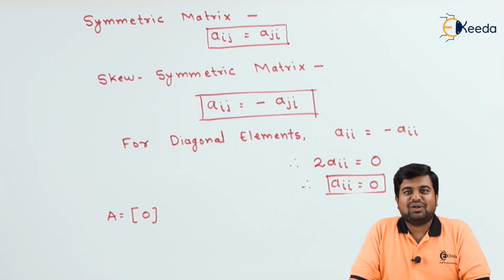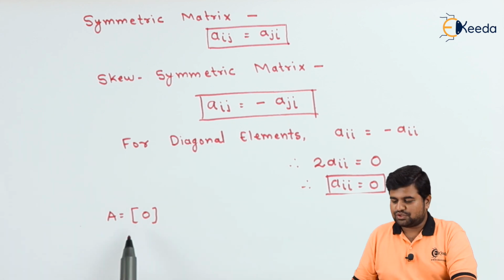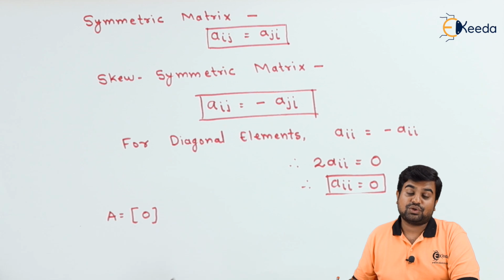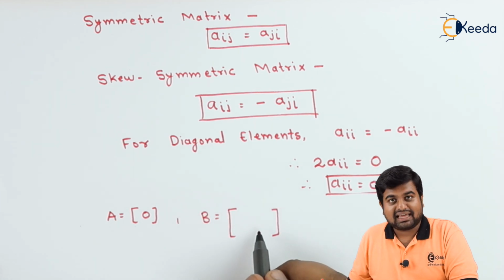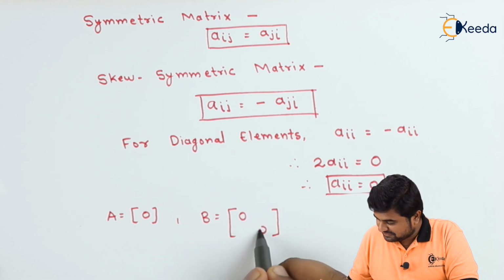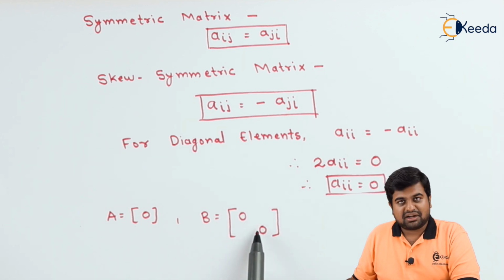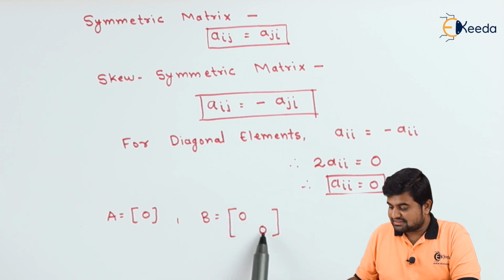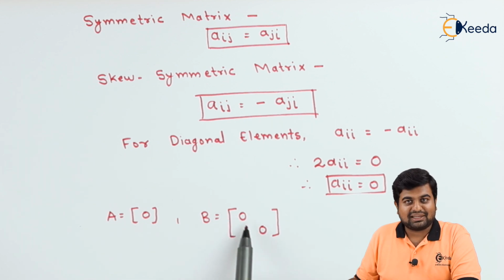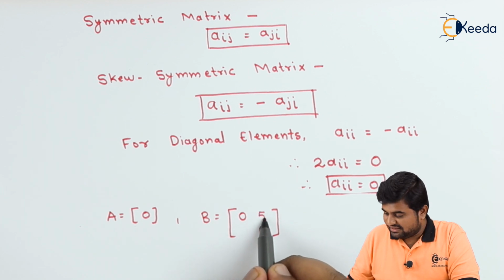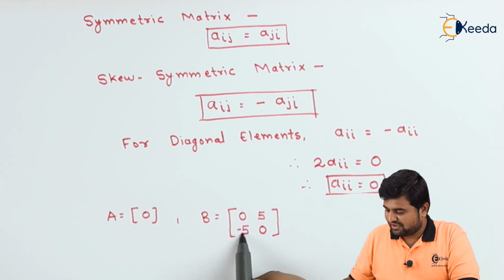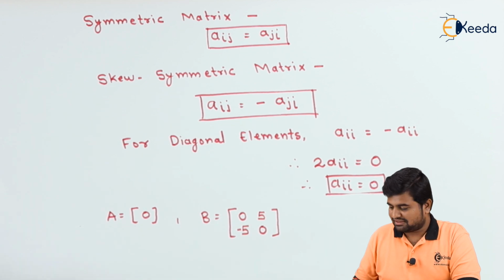As I said, all the diagonal elements in a skew symmetric matrix are going to be 0. So let us start with 1 by 1, which is going to be absolutely 0. Let us focus on 2 by 2 matrix. As I said, diagonal elements are 0. In a symmetric or skew symmetric matrix, this diagonal acts as a mirror. So if I have this element as 5, this has to be minus 5 because it is a skew symmetric matrix.